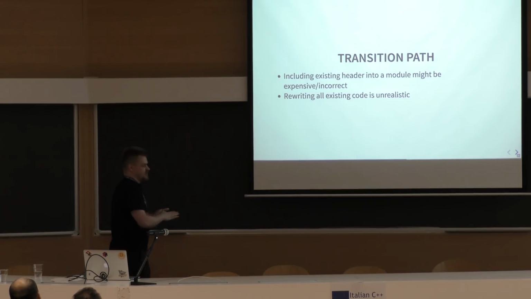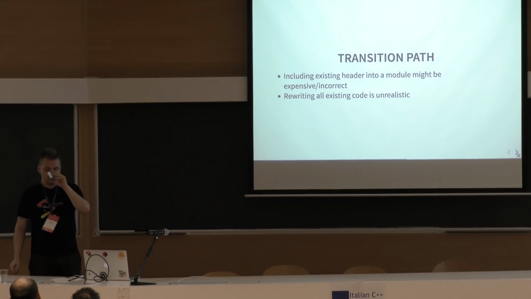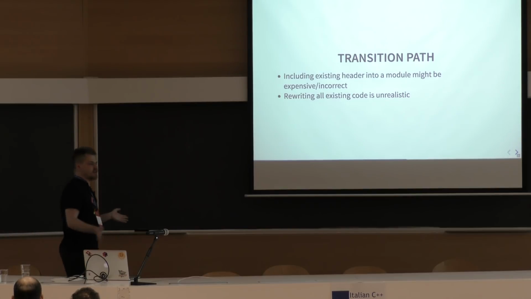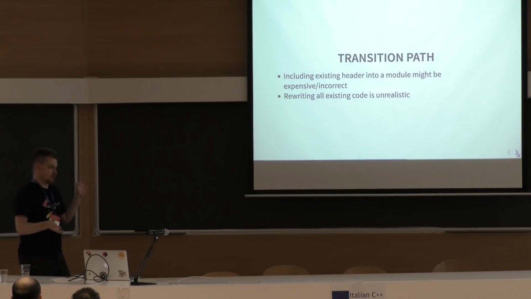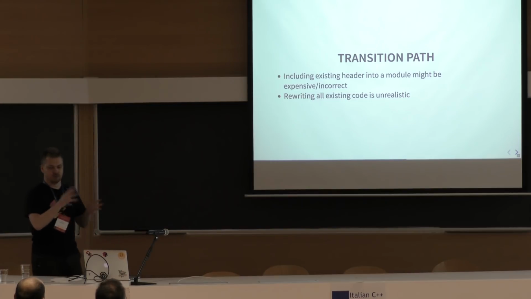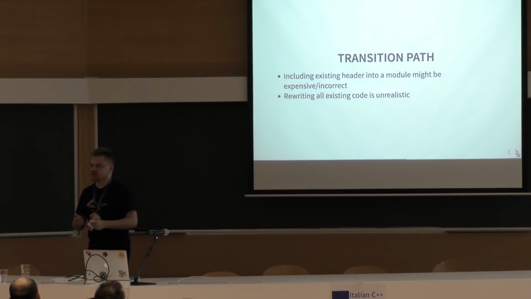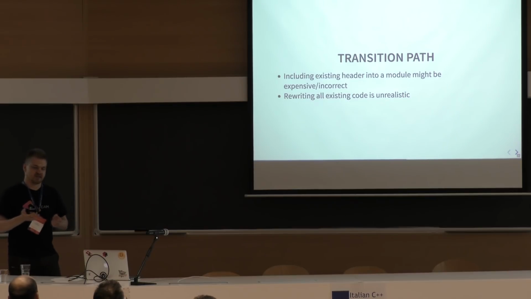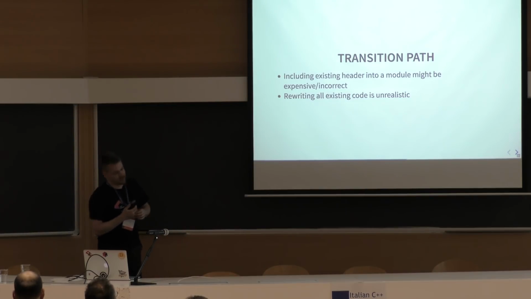Now, about transition paths and how to deal with existing code. If you want to start using modules, you will probably have some trouble, because a full rewrite is often unrealistic, and naive approaches don't work. If you have a module and you want to use some parts of your non-modular code, you're going to include your file into your module, but it doesn't work. First, it might be slow, because for each and every module it would repeat all the declarations from all the headers and store them into these BMIs. But what's worse, it just doesn't work, because these symbols from the headers become non-exported, and that's probably not what you need.